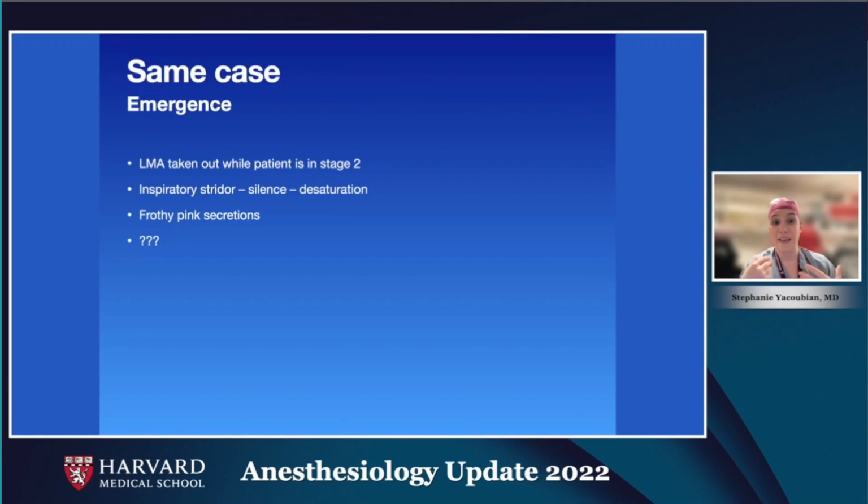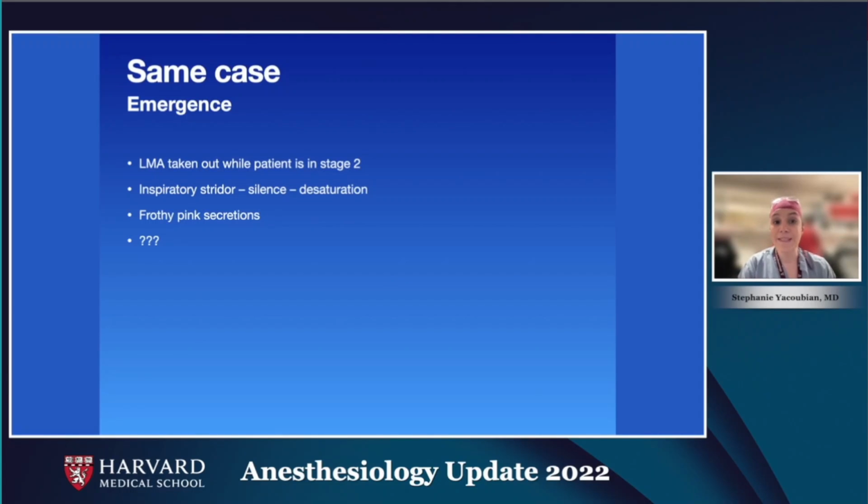Now, let's say we solve the problem, and on emergence, your patient now is in stage 2, and again, you hear another round of inspiratory stridors, again, silence, and then desaturation. So you presume that there was another episode of laryngospasm here. The next thing you see is frothy pink secretions coming out.